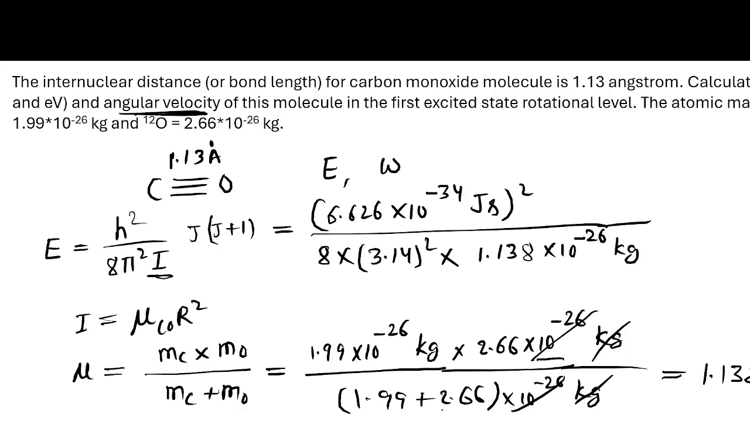So what will be the value of J here? Any guess? The molecule is in the first excited state. If you draw the energy level diagram, this is 0, this is 1, so this is your first excited state. The value of J will be 1. So 1 into 1 plus 1.